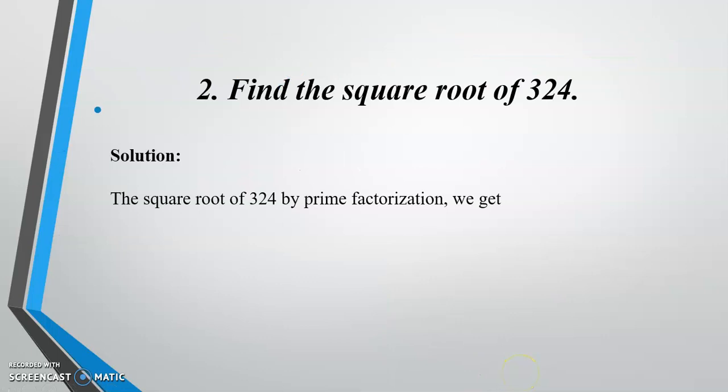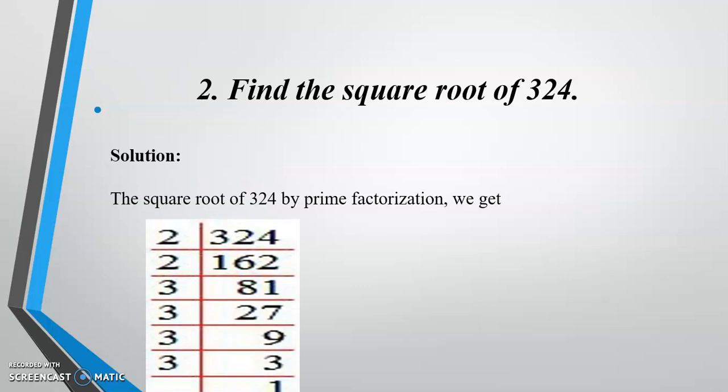Now let's find the square root of 324 using prime factorization. Let's see what we get. 2 divide 324 is 162, if we use long division. 2 divide 162 is 81. What can divide 81? 2 cannot divide 81, so we use 3. 3 divided into 81 is 27. 3 divided into 27 is 9. 3 divided into 9 is 3. And 3 divided by itself is 1.